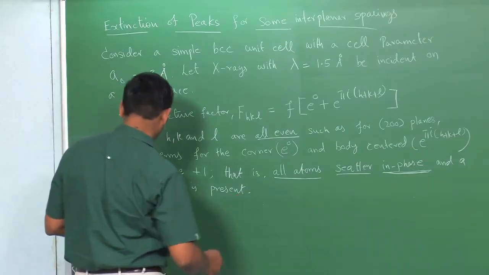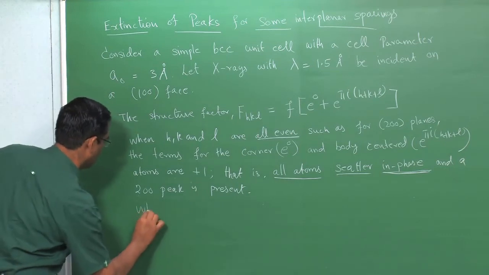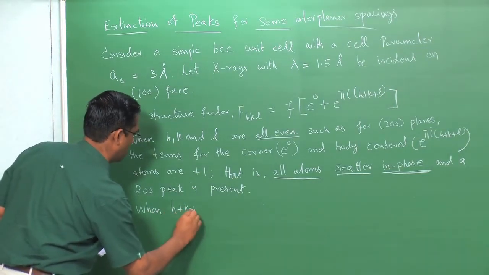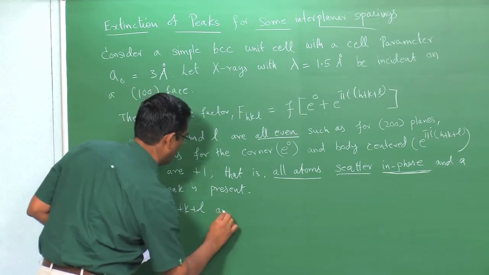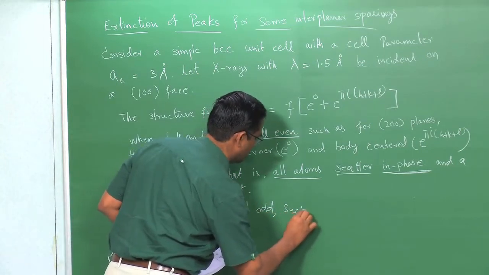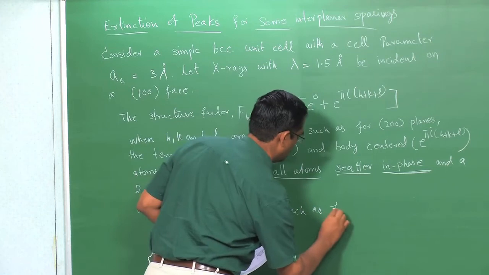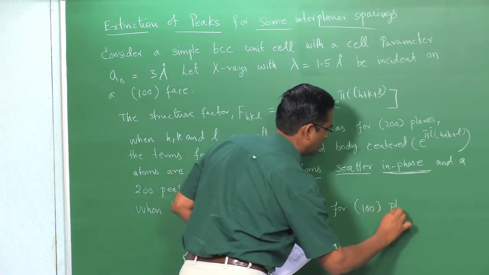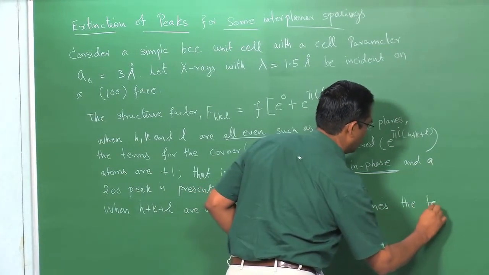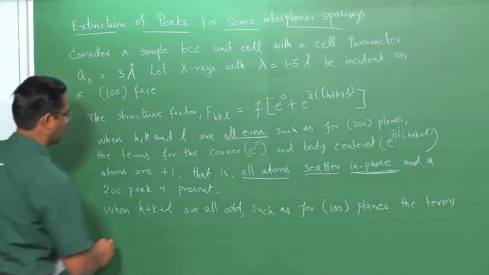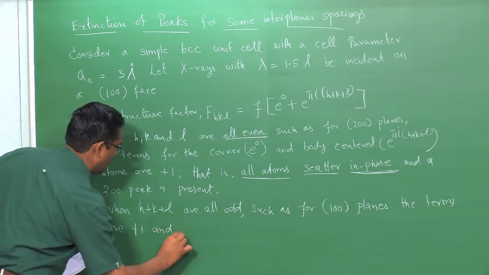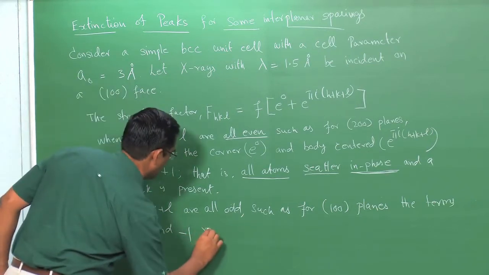However, when h plus k plus l are all odd, such as 1 0 0 planes, the terms are plus 1 and minus 1 respectively.